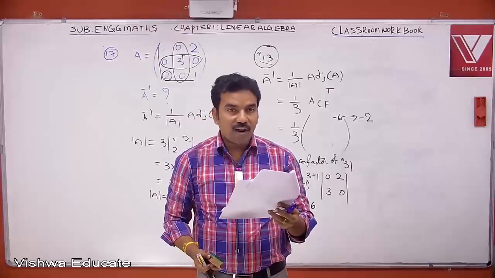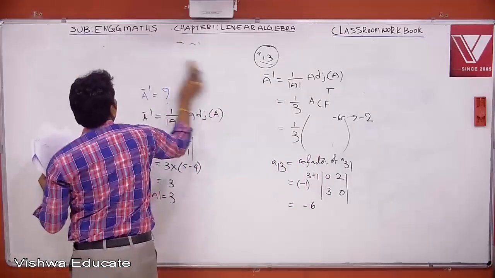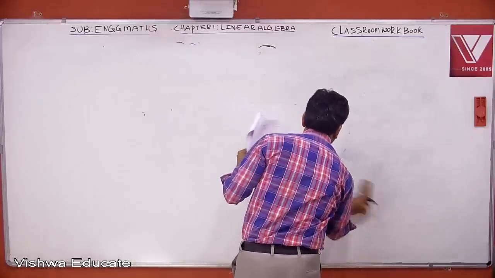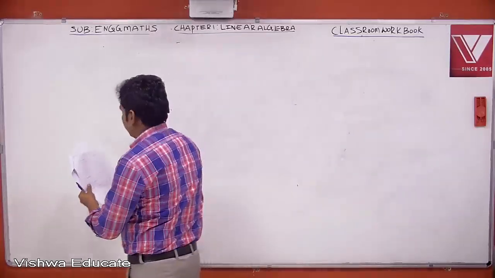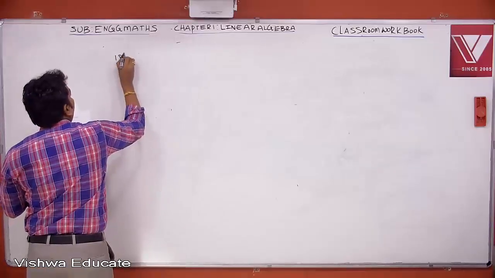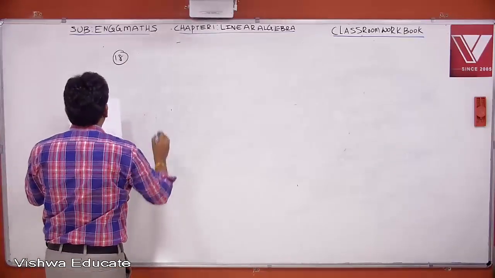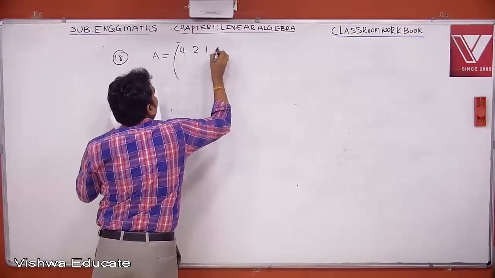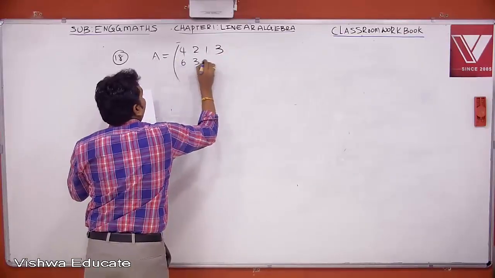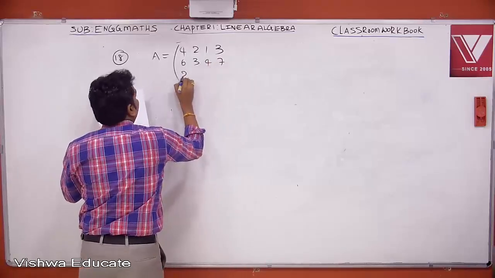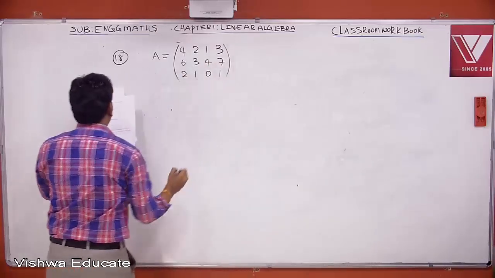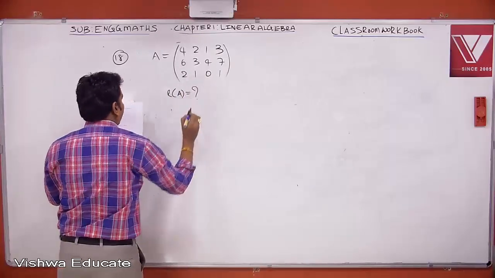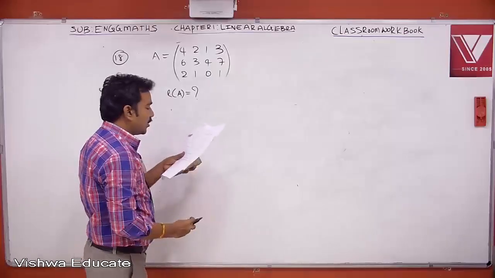Now let us move to question number 18. Given matrix A equals 4, 2, 1, 3, 6, 3, 4, 7, 2, 1, 0, 1. Then the rank of this matrix is. So they were asking the rank of this matrix. Options are 4, 3, 2, 1.